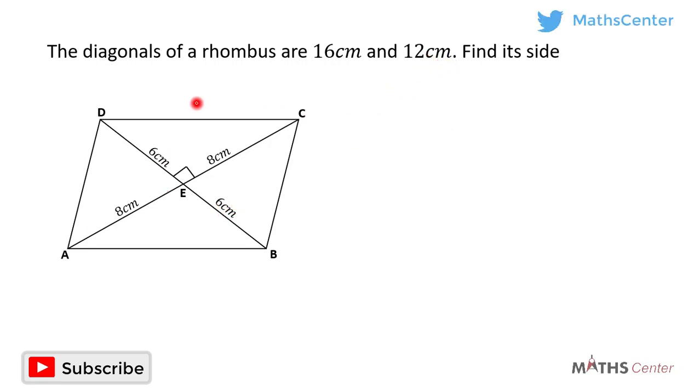The question wants us to find the length of the side. The length of all the sides will also be the same. So it means that the length of DC will be the same as the length of AB. It will be the same as the length of BC. And it will also be the same as the length of AD. So we just have to find one of them. I'm going to pick the side DC.